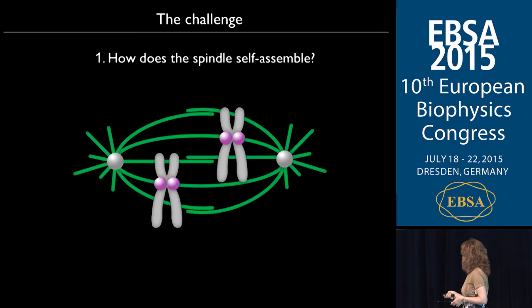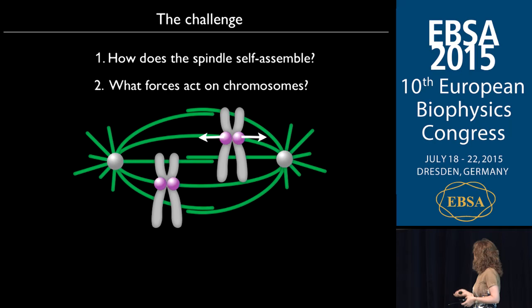So the challenges today regarding the spindle are not so much in finding the proteins that are involved in the spindle, because we now have lists of proteins that are important for the making and the functioning of the spindle. About 600 genes are involved in mitosis, and a couple of hundred proteins are interacting with the microtubules in the spindle. So we know the names of these proteins, but what we don't know is how they interact to make such a complex structure. So the first question is, how does the spindle self-assemble? How from all these proteins in the process of cell organization arises such a complex structure as the spindle?